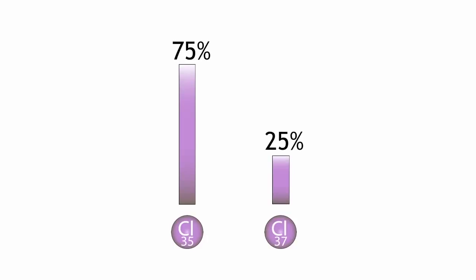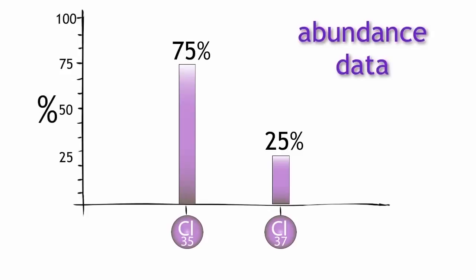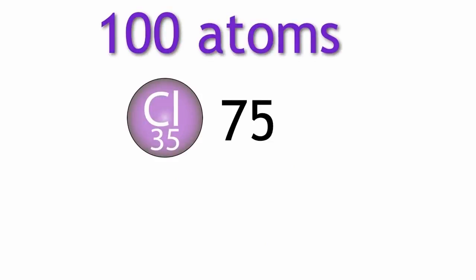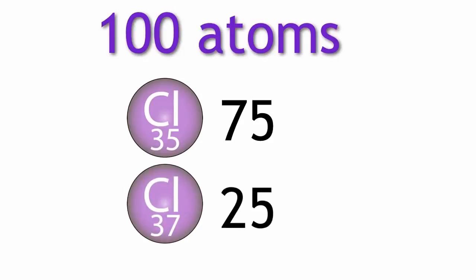This can be shown to you on a graph to show abundance data, where the relative isotopic mass is shown along the x-axis and the relative abundance is shown on the y-axis. So say we had a simple sample of 100 atoms of chlorine. We would have 75 atoms of chlorine-35 and 25 atoms of chlorine-37.